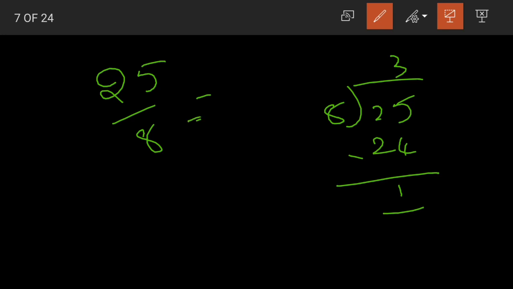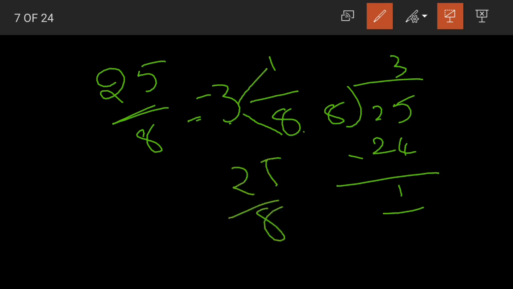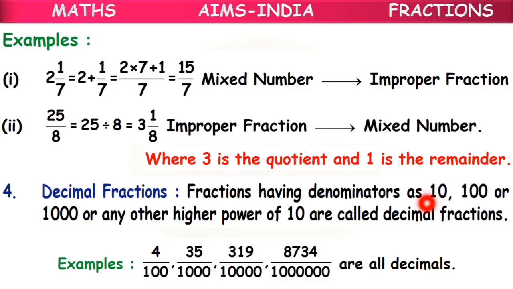Now how will we write it as a mixed number? The denominator 8 will be the same. Here the quotient will be written on the side and the remainder will be written on the top. Understood, students? Again you can cross check your answer. 8 3s are 24. 24 plus 1 is 25. 25 by 8 is our mixed number. I hope this was clear. Where 3 is the quotient and 1 is the remainder.